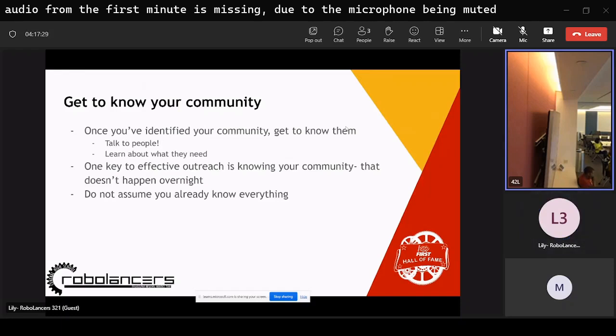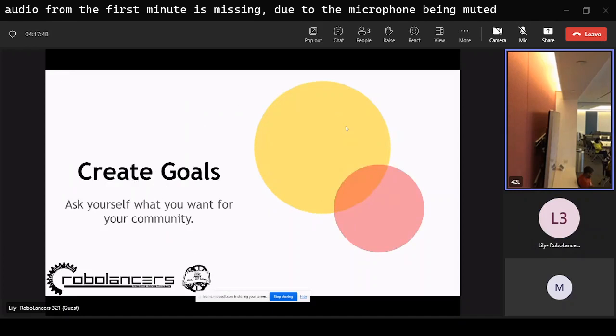And then one key to effective outreach is knowing your community. By knowing your community and knowing the issues they face, you're able to create specific solutions that solve those issues. And don't assume you already know everything, because you probably don't. No one knows everything.